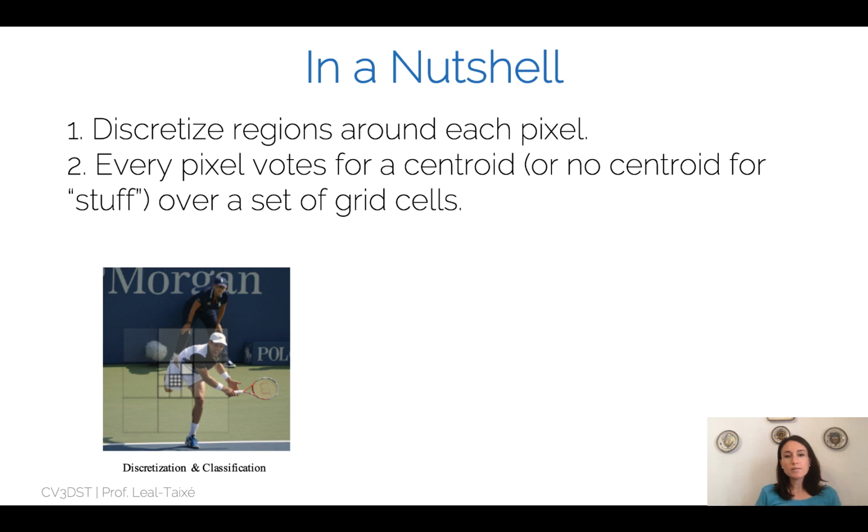Now, every pixel is going to vote for its centroid. If it belongs to the category stuff, so essentially no instance, like road or sky or grass, then it's going to vote for an extra class, which is no centroid. But the main idea is that every pixel is going to vote for a centroid if the centroid is located in this area here. If the centroid is not located in this area here, this is ignored for training.